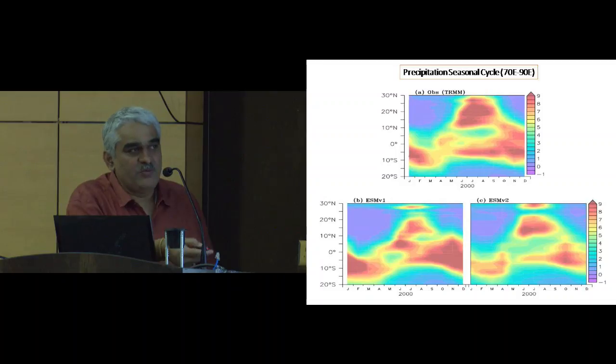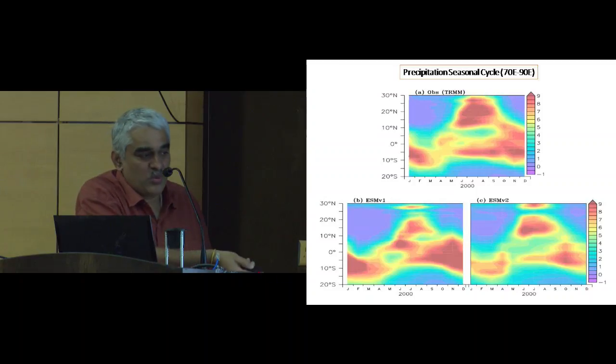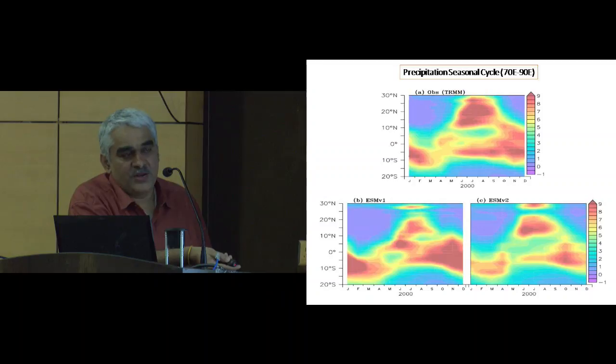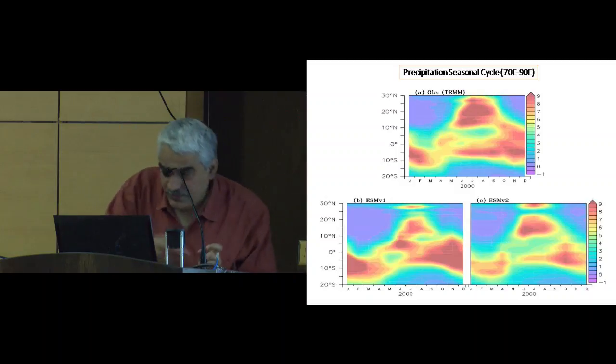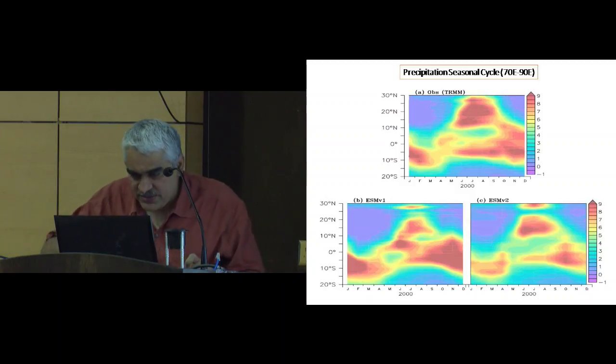But in the ESM version 1, the northward movement of the rain was more limited, whereas you had more rainfall happening near the equatorial latitudes. And this bias in the equatorial precipitation has been reduced in the seasonal cycle in the ESM version 2, and the rainfall over the Indian region is extending more northward. So these are all some of the positive signals.